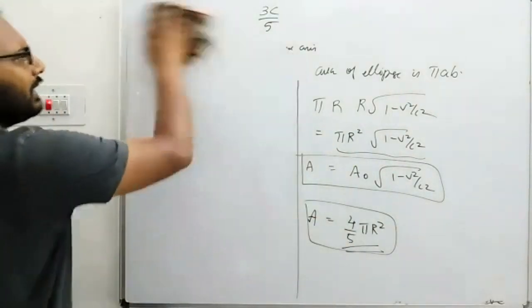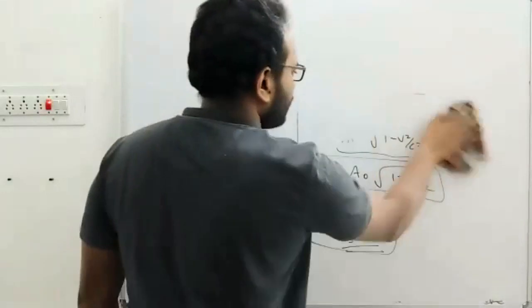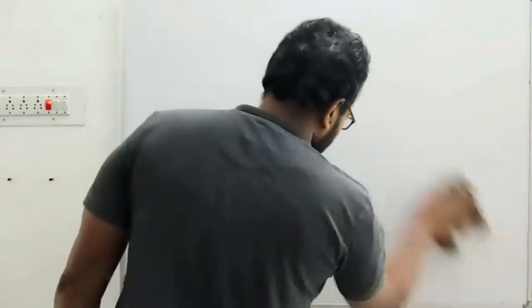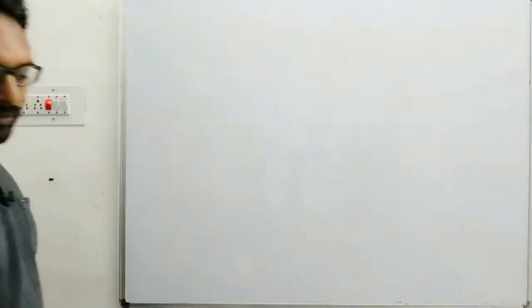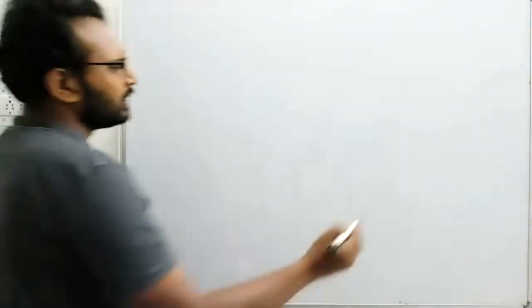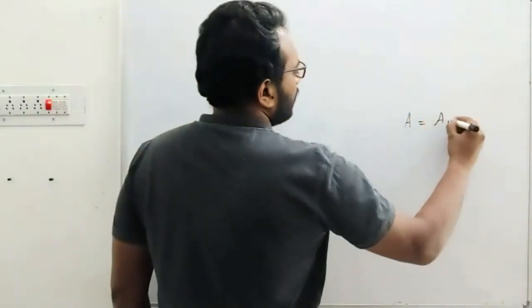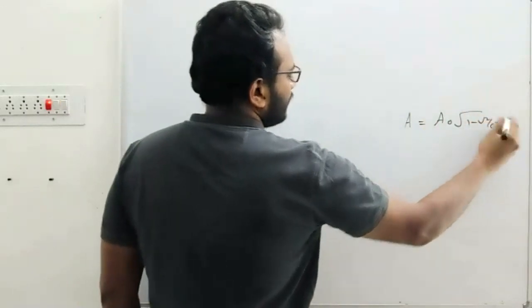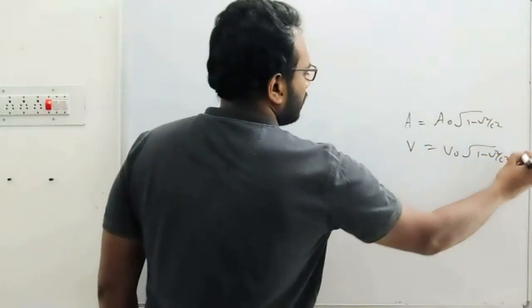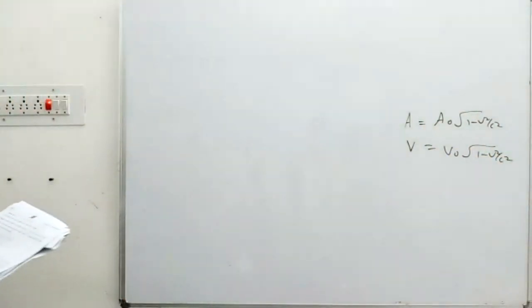If you look at an area, it's the integral of dx dy in a plane, and you'll see that only one of them will change by a factor of the square root of 1 minus v square by c square. That can be pulled out of the integral, and what you get is the square root of 1 minus v square by c square multiplied by the old area. That's not very difficult, so remember this relation. In the same way, volumes also change in that manner.